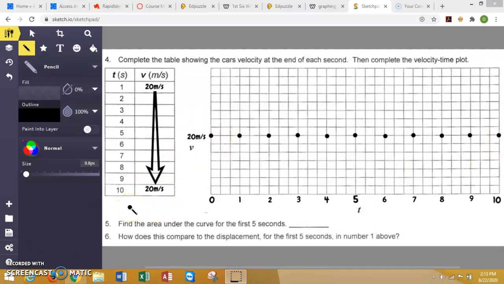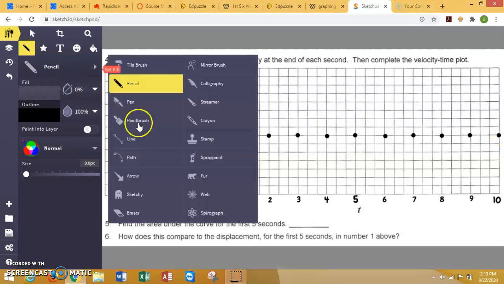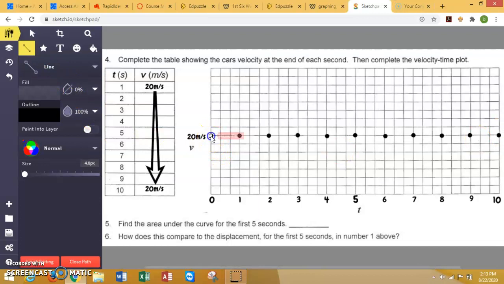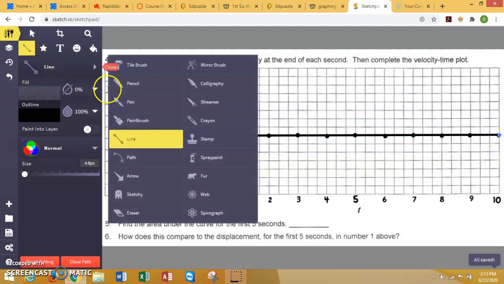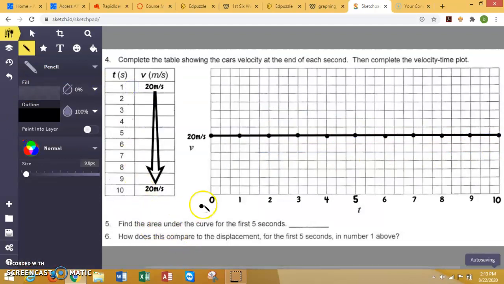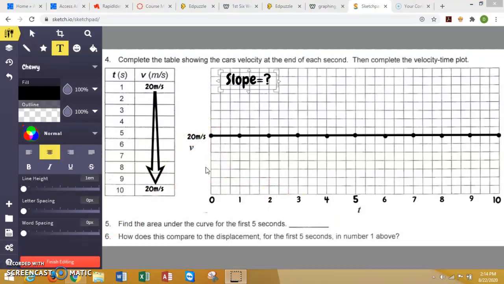What kind of relationship is this? It seems like we're going to get a flat line, right? So if I create a line here, start right there, and run over here, it looks pretty flat to me, right? So as time goes by, what happens to my velocity? Well, it stays constant. It's constant speed. What's my slope here? Well, I have a run, but I don't have a rise. Nothing goes up. There's no change in the y-axis. So my rise is 0 every time, which means my slope is 0.